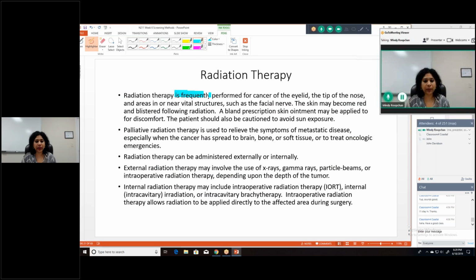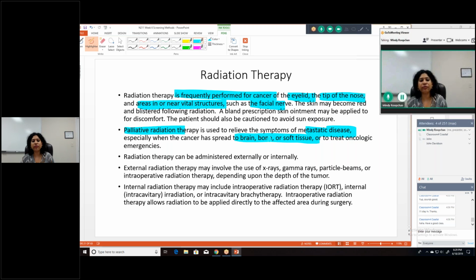Radiation is frequently performed for cancer of the eyelid, tip of the nose, areas in or near vital structures like the facial nerve. The skin becomes red and blistered after radiation, and they put ointment on there for discomfort. So palliative radiation is used to relieve symptoms of metastatic disease when cancer has spread to the brain, the bone, or the soft tissues, or for oncologic emergencies.